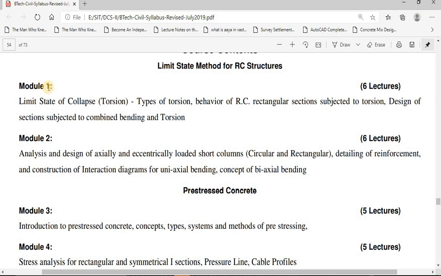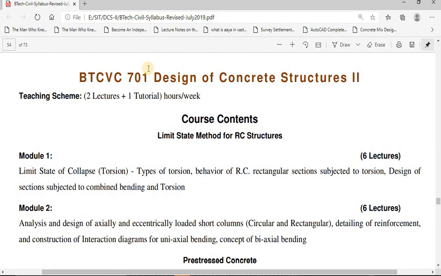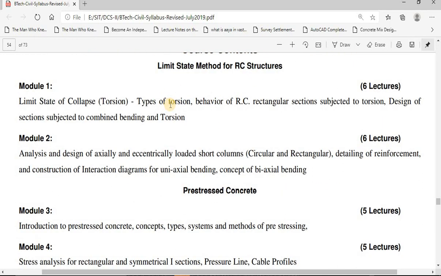Before exactly moving to the syllabus, I will tell you the prerequisites required for this particular subject. Design of concrete structure 1, strength of materials or mechanics of solids, and structural mechanics 1 and 2. These are the prerequisite subjects for this particular subject. So we will briefly move to the syllabus now. Module 1 covers limit state of collapse.